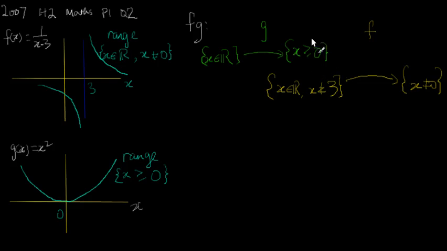So let's check this. If a number is more than or equal to 0, would it definitely also be in the domain of f? The domain of f can be any real number except 3, so it can't be 3. The range of g is any number more than or equal to 0, but this would actually include 3. So what if g happens to map a number to 3? Then it's not going to work with f, because f cannot work when x is equal to 3. And we know why, because f is 1 over x minus 3.